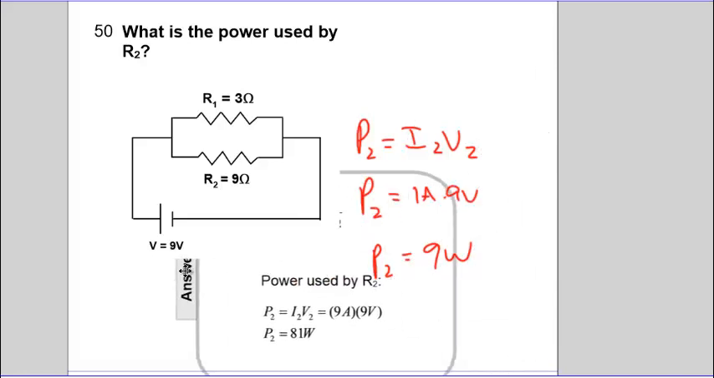9 joules come out every second. Whoa, we made a mistake. We made a mistake somewhere. Let's just double check our math here. Is I2 9 amps? That's not right. Let's double check our math. Pardon me. We come up 9, we came down 9 volts. So we have 9 over 9, that's 1 amp. That should be a 1. 1 times 9 is not going to be 81. It's 9 watts. We'll have to correct that one.